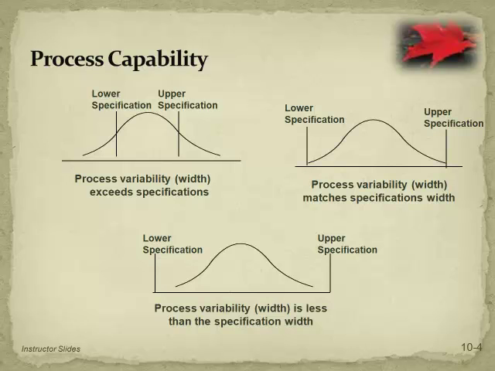Finally, the diagram at the bottom. Now, this is really good. This is excellent process capability, where it's almost impossible to have a defect, because the process falls well within the limits of the lower specification and the upper specification. So essentially, anything we do in the process is going to be good. So that is excellent process capability.